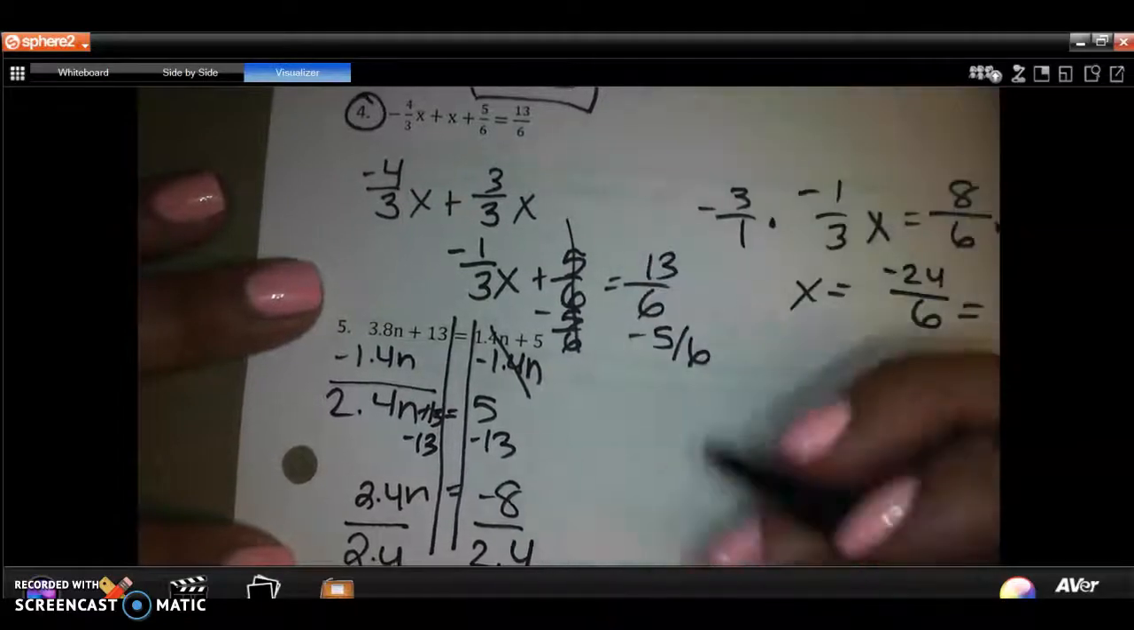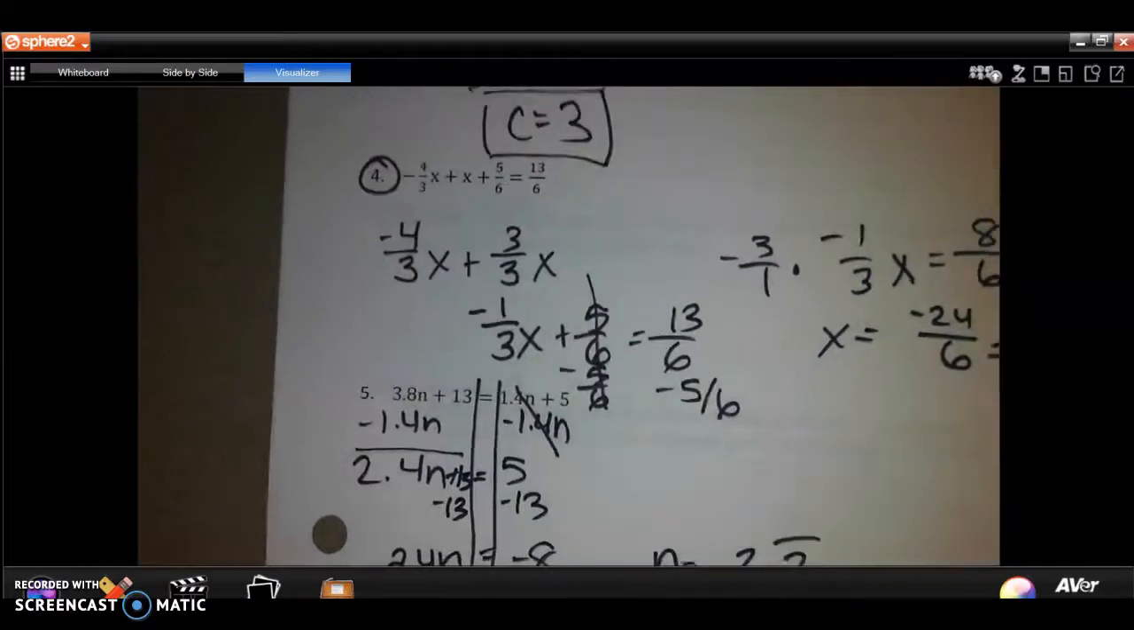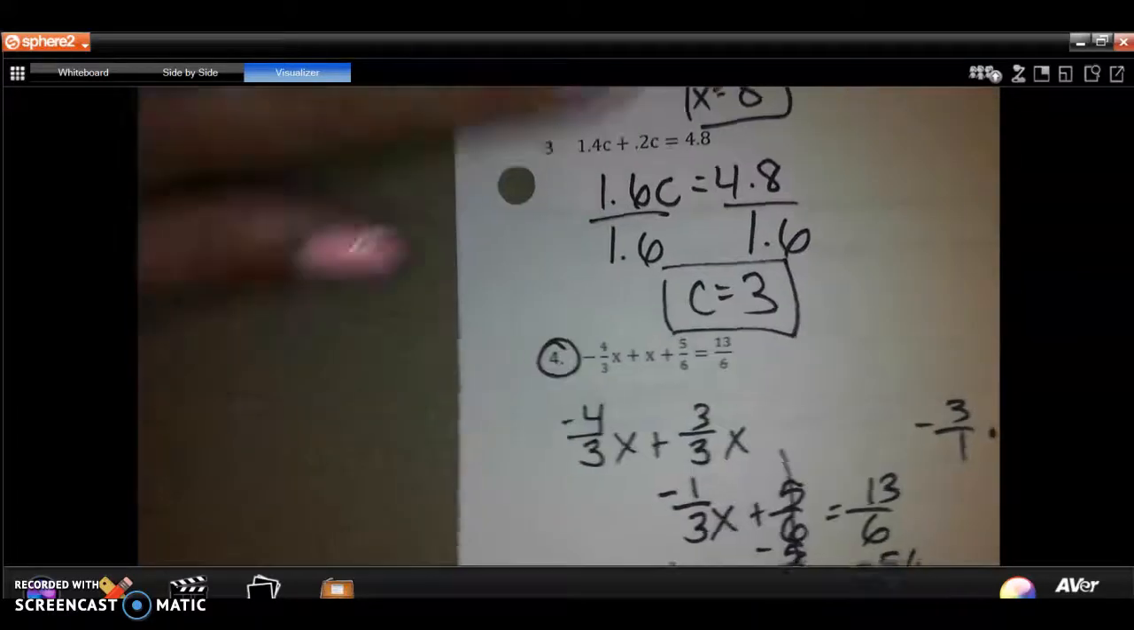You're going to get negative 3.3 repeating on that one. All right, next page.